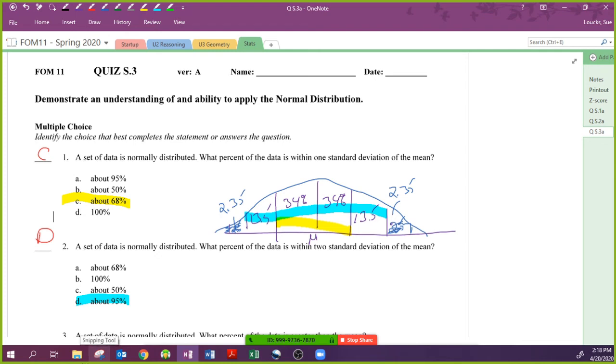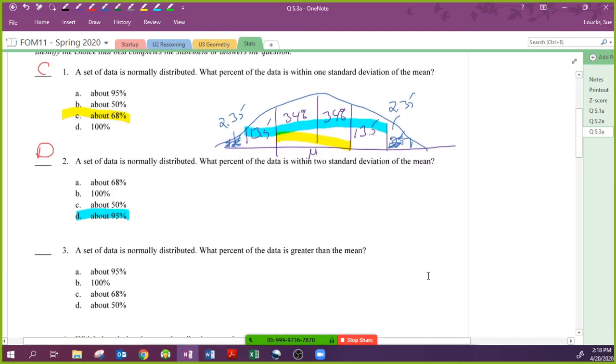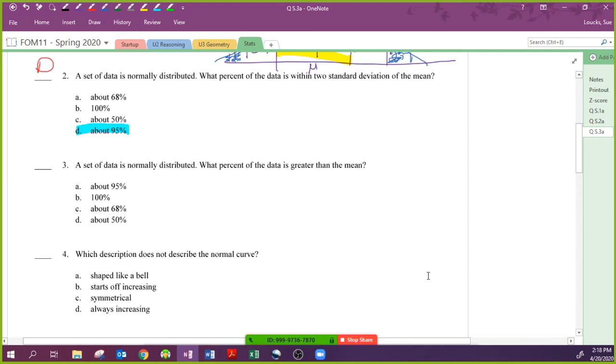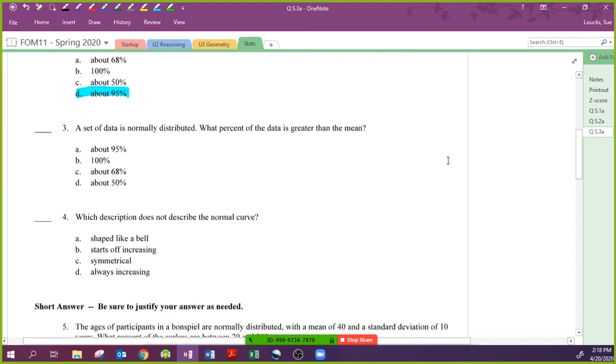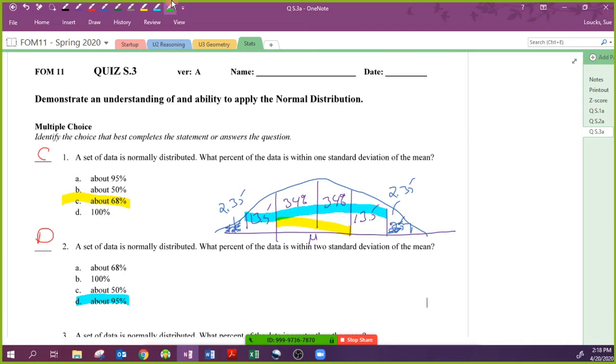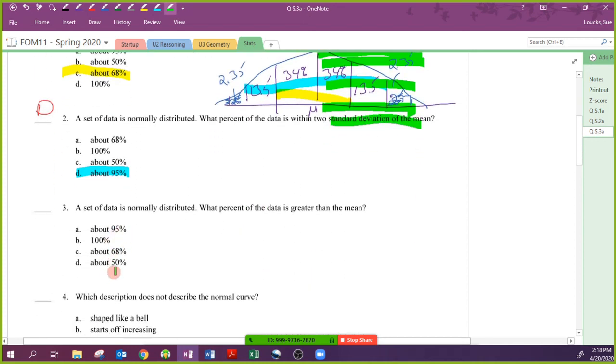And a set of data is normally distributed. What percent is greater than the mean? That is going to be 50%. It's how much is more than here. So it's all of this stuff. Okay, so that's going to be 50%, which is again D.